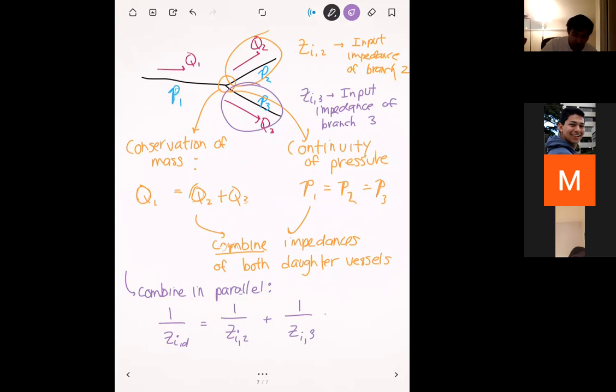And so this is basically just our parallel resistance formula. It's the same way that if we have two resistors in parallel, we can find their equivalent resistance as 1 over R1 plus 1 over R2, and then we take the inverse of that. And that will give us the total daughter input impedance here at this big green circle.